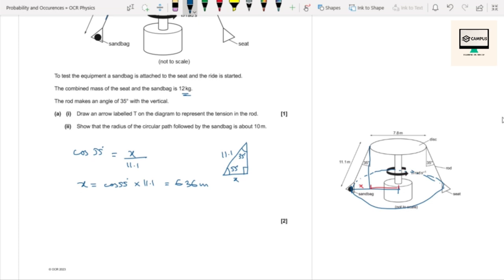But that's not the complete radius, as we showed here. So radius is x plus 7.8 divided by 2, that's 3.9. So the total distance comes out to be 10.26 meters. All right, moving on.